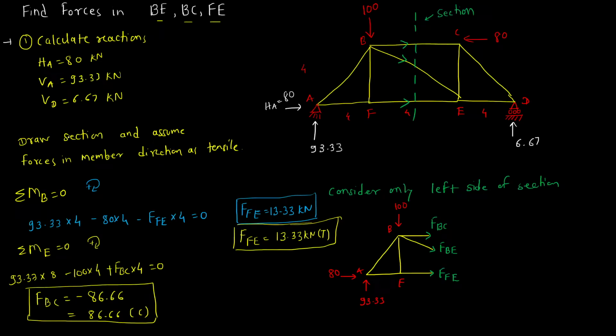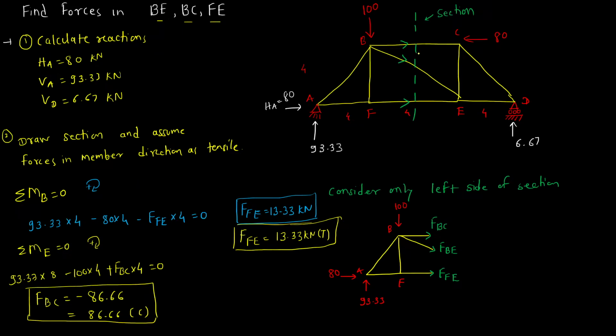Okay. Now the second step is to draw the section. Now the section is drawn here. Remember that the section should not cut more than 3 members. The maximum number of members a section should cut is 3. So you can see here 3 members are being cut, that is BC, BE and FE. So the second step, drawing the section, is done.